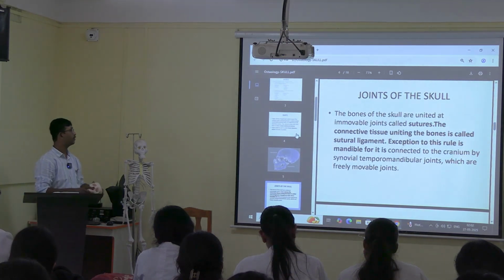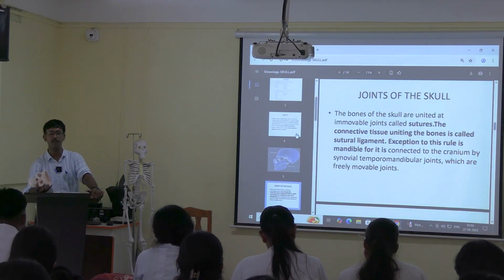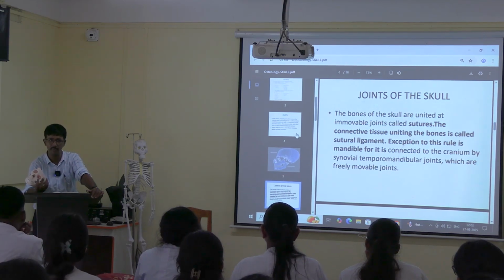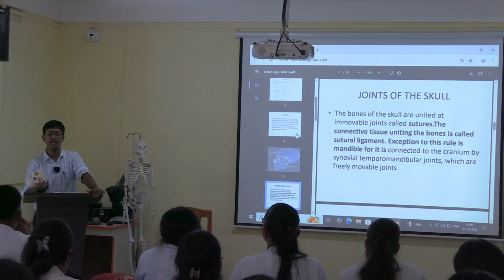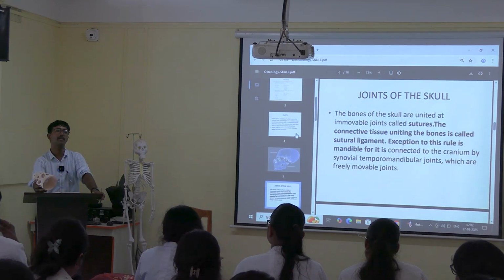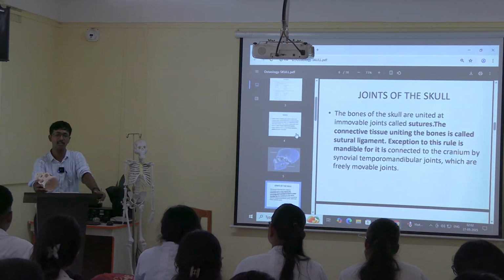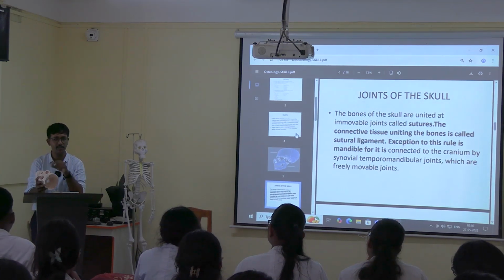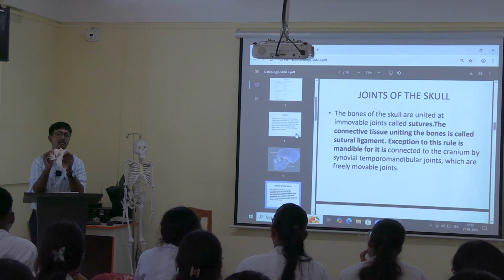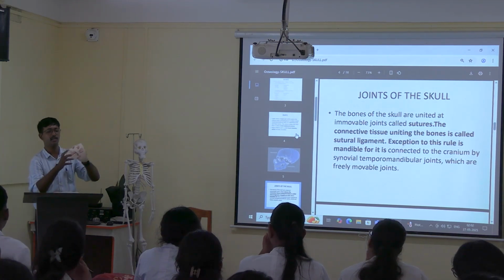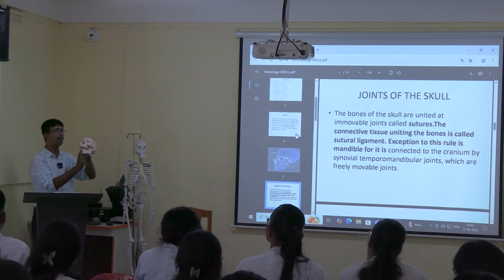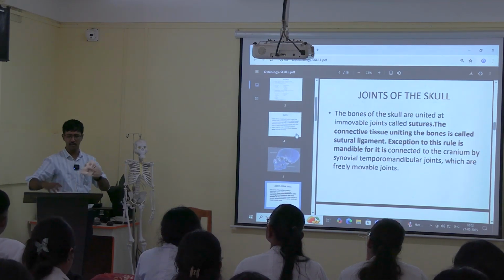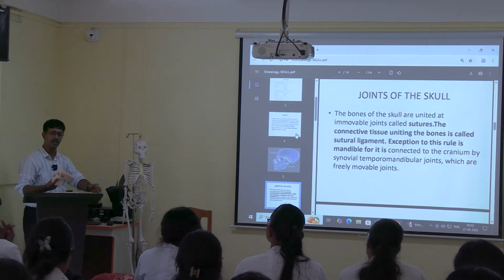Now, before going to the joints of the skull, what are the major functions of the skull? One is brain protection, another is allowing passage of air and food. Is allowing passage of air and food a function of the skull or not? It is, because remember that this mouth is also a part of the skull. This whole part is your skull. So these are the two important functions.